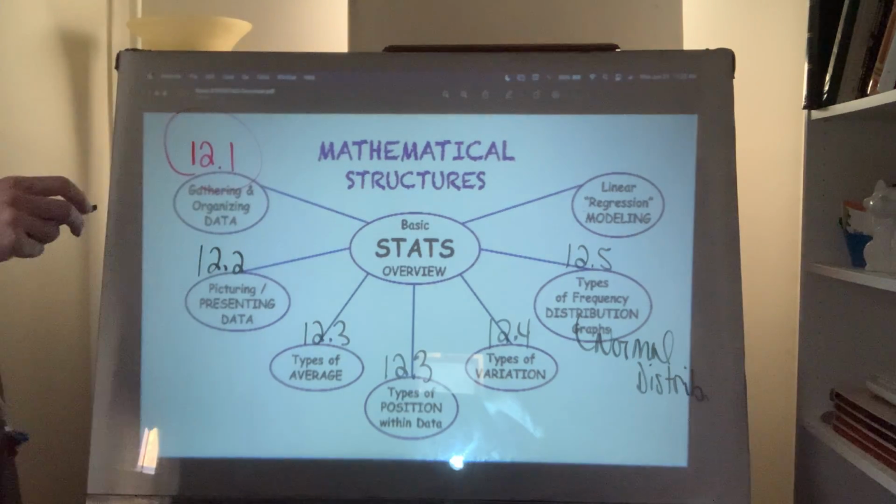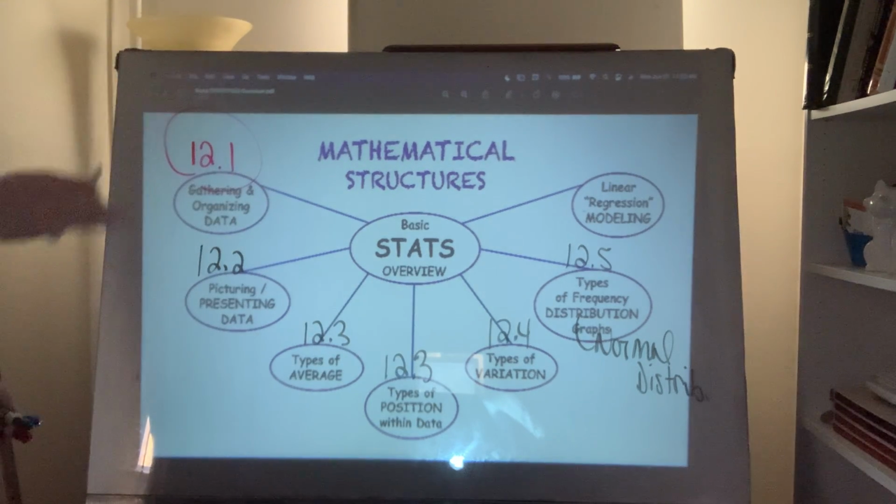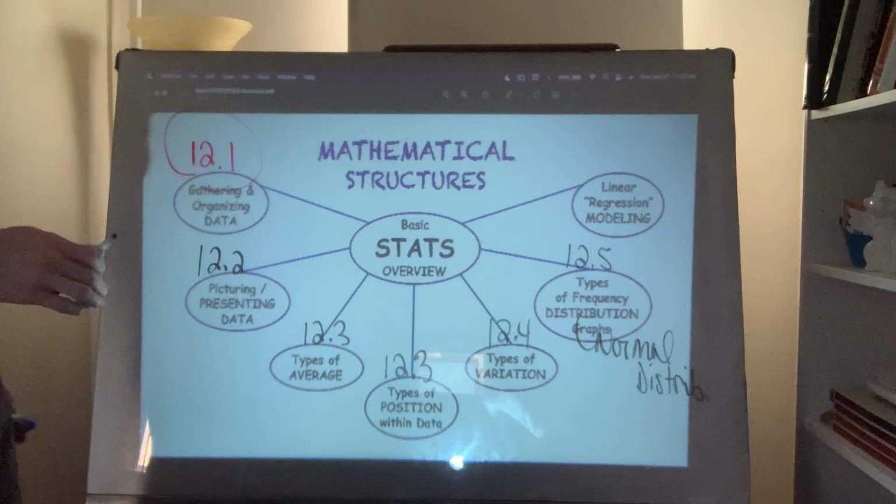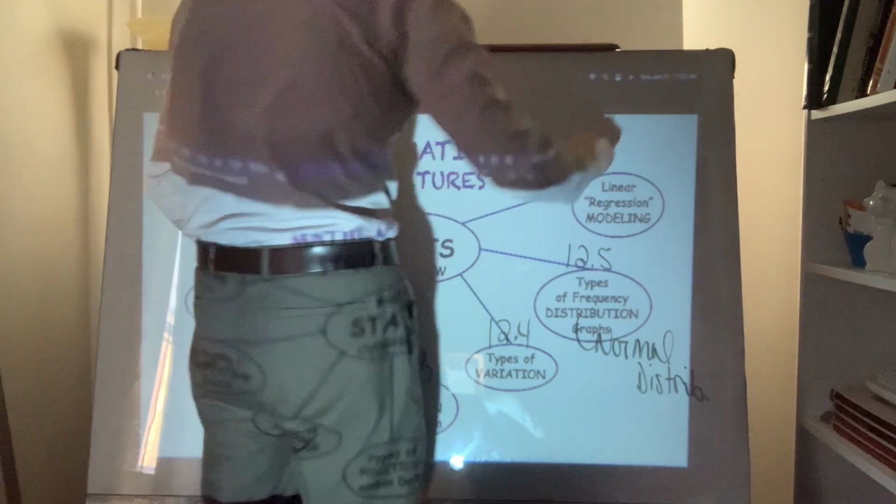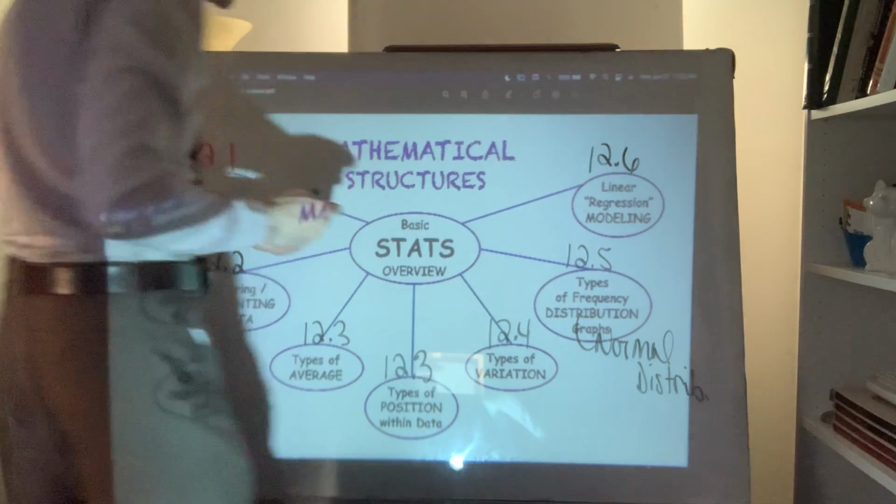And then there's modeling, which in our case would just be limited to linear modeling. Right? This is known as regression. All right, section 12.6.